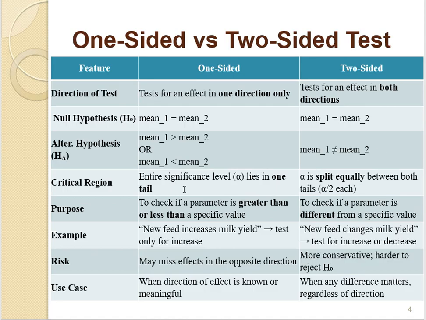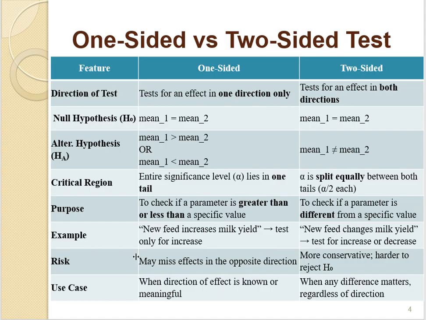So the critical range, the entire significance level alpha, lies in one tail. In case of two-sided test, we would have two tails and alpha would be divided into equal parts. The purpose of one-sided is to check if a parameter is greater than or less than a specific value, while in case of two-sided, we check if a parameter is different from a specific value. Example, new feed increases milk yield, test only for increase. While in case of two-sided, new feed changes milk yield, test for increase or decrease.